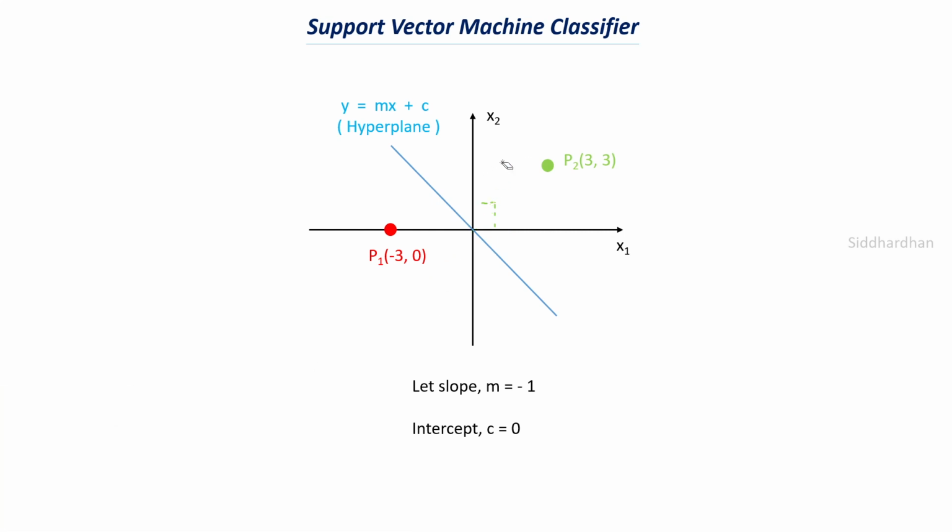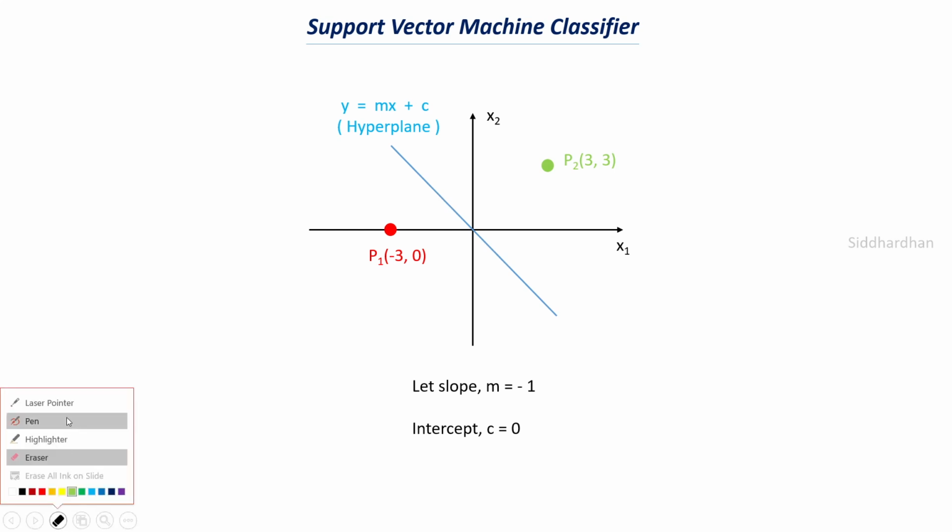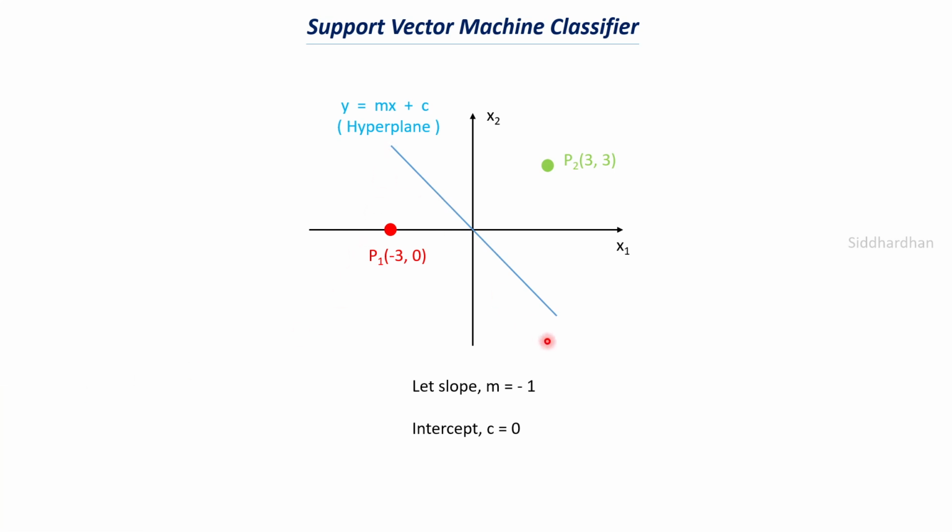In the other case, if you have a line like this blue color line, which is in the opposite direction to what we have seen before, this kind of line has a negative slope. So let's say that the slope of this line is -1. Let's consider this, and then let's say that the intercept c is equal to 0.